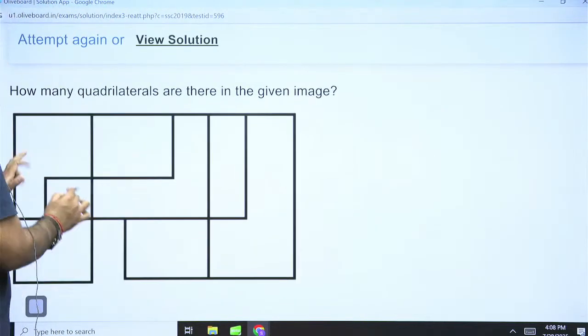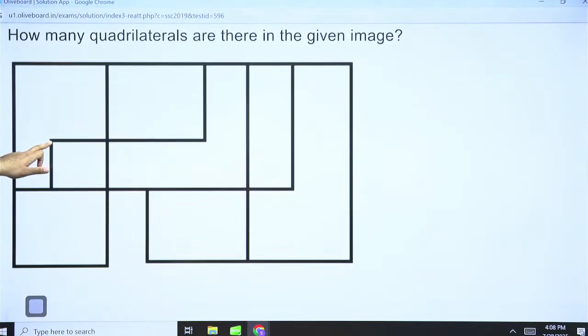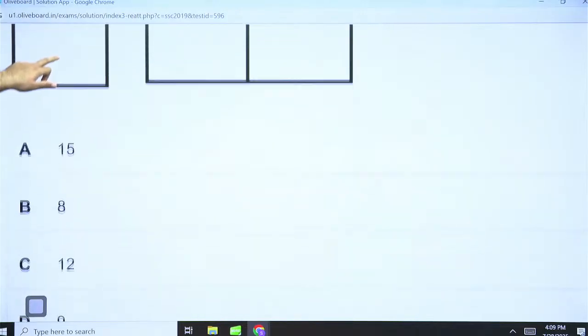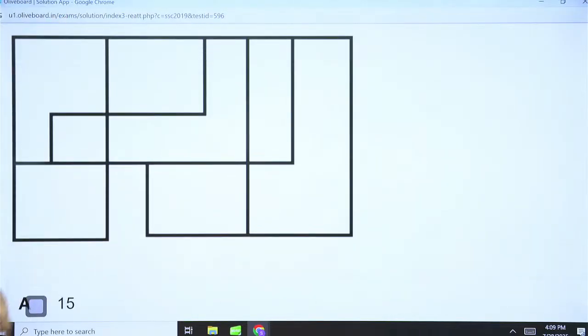Now, interesting question, very interesting question. And this is going to take up a lot of your time. Just look at the options: 15, 8, 12, 9. So you have to be very specific when you count.